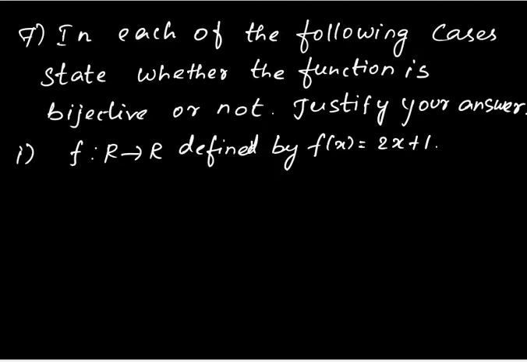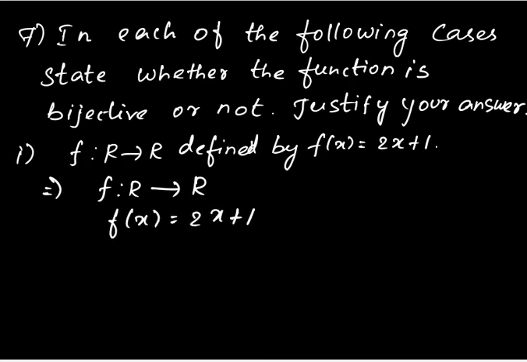Seventh question, in each of the following cases, state whether the function is bijective or not. Justify your answer. So under that first question, f is a function from R to R defined by f of x is equal to 2x plus 1. So to solve this, first write what is given. Write f is a function from R to R, so R is a real number and f of x is equal to 2x plus 1.